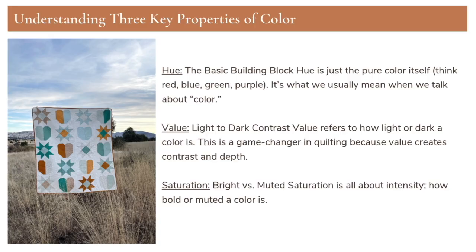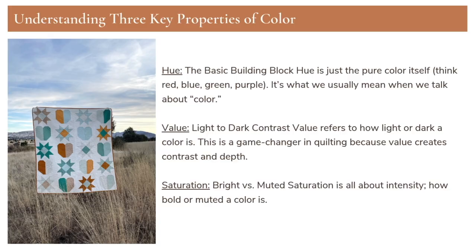Next up, we've got value, which is light to dark contrast, and value refers, again, just to how light or dark a color is. And this is a game changer in quilting because value really helps create contrast and depth. And then finally, you've got saturation, which is how bright or how muted a color is.